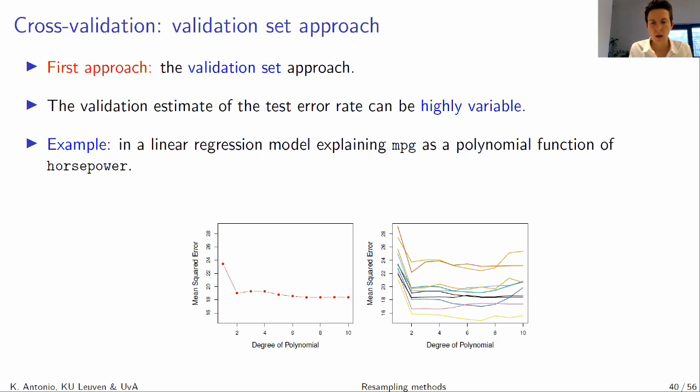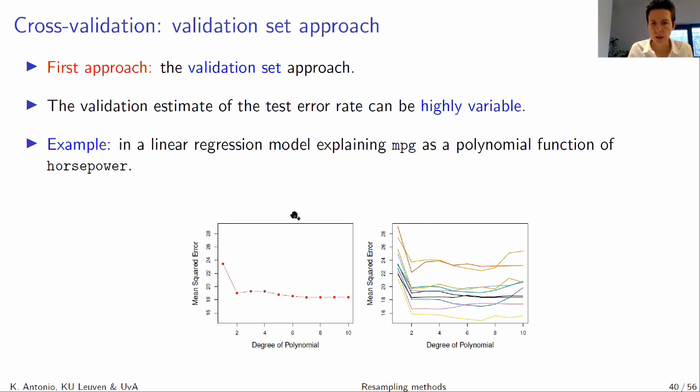use the part of the data that I didn't use for training. I'm going to use that to evaluate the test error rate. And typically we can say 70% is used for training, 30% for test, or 80% for training, 20% for test, things like that. Okay, so we call that the validation set approach.